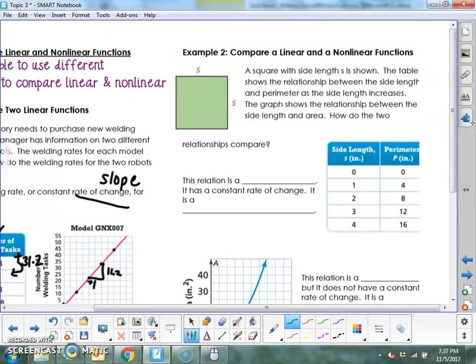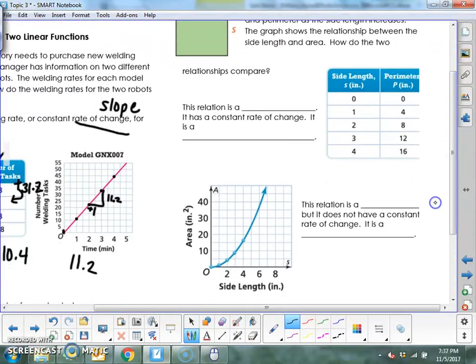Here we have a square with a side length s. The table shows the relationship between the side length and the perimeter as the side length increases. The graph shows the relationship between the side length and area. So this is showing us the perimeter. If my side length is 1, I would have to add 1 plus 1 plus 1 plus 1 on all four sides of my square, which would put me at 4. So this relation is a function.